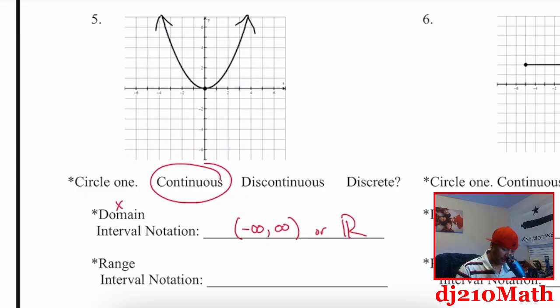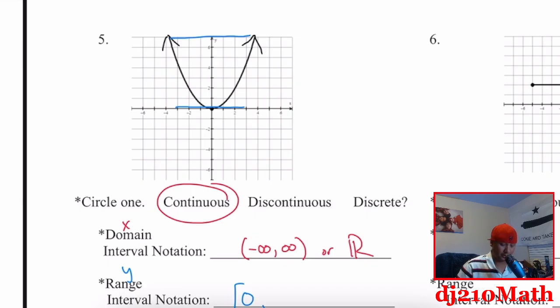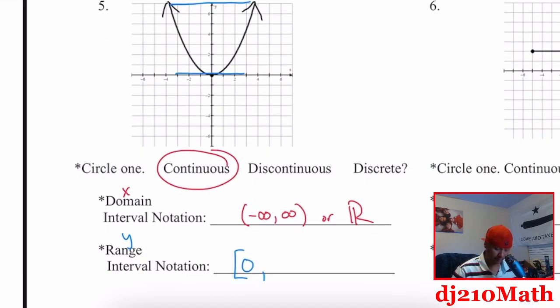Range, the y values. So we always start at the bottom. What's the smallest y value that is used? It's 0, bracket. And the greatest y value, the largest rather, is going to be positive infinity. So 0 to infinity.